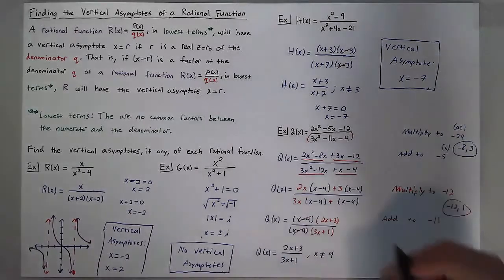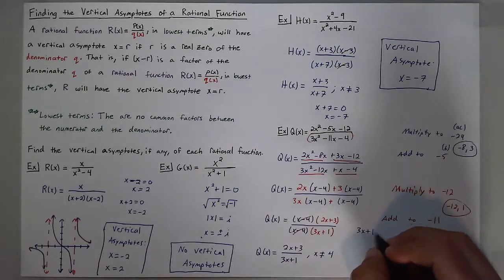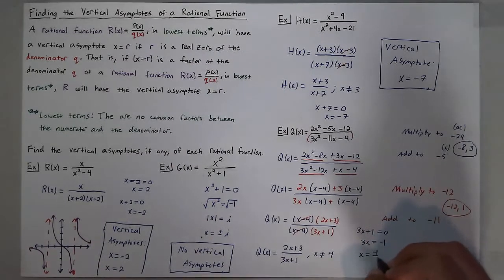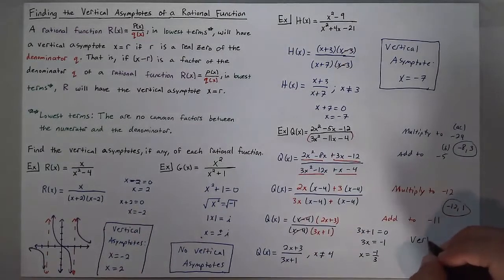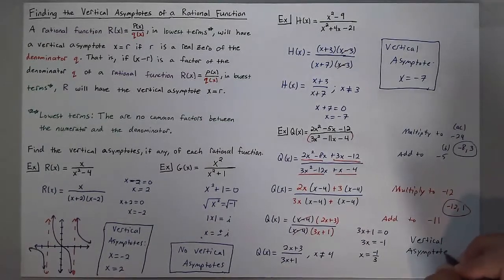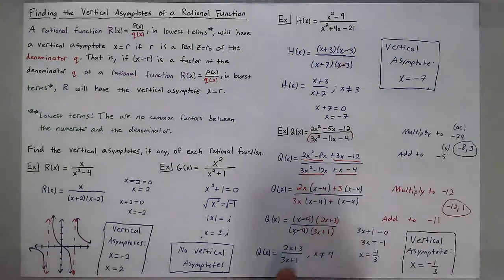So setting my denominator equal to 0, 3x plus 1 equal to 0, I can get that x should not equal negative 1/3, which leads to a vertical asymptote at x equals negative 1/3. So the general process for finding these vertical asymptotes is to factor, cancel out any common factors, then just set your denominator equal to 0. And you'll find all the vertical asymptotes that exist for any given rational function. And that is how you find the vertical asymptotes of a rational function.